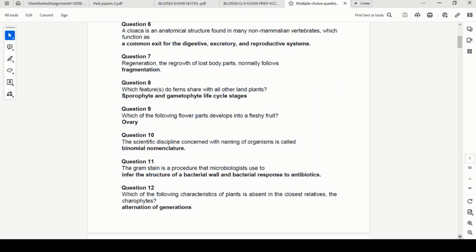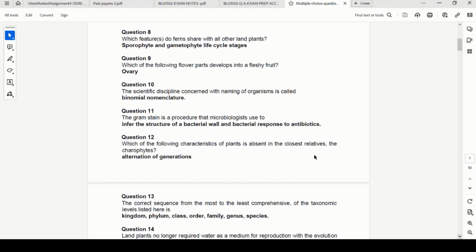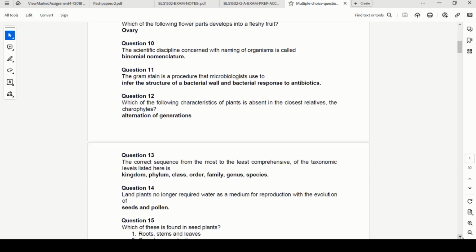Which part of the flowering plant develops into a fleshy fruit is the ovary. I think we had one from the quiz where we did about this one. The scientific discipline concerned with the naming of organisms is called binomial nomenclature, like we were doing in the past. And the Gram stain procedure is what microbiologists use to infer structures of the bacterial wall and bacterial response to antibiotics. Which of the following traits of plants is absent in the closest relative of the charophytes? The answer will be the alternation of generations.